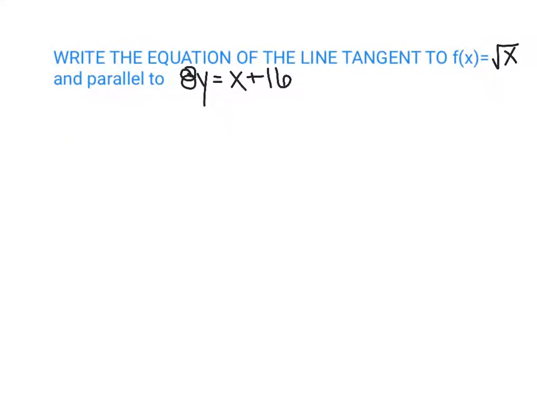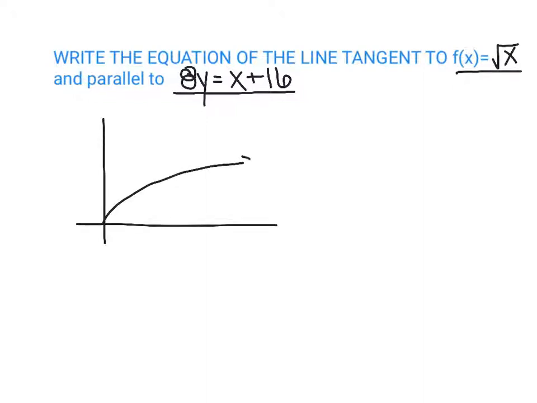Here's a very similar example with just a few extra challenges and twists to it. We're going to write the equation of a line tangent to f of x equals radical x and parallel to 8y equals x plus 16. So let's draw a picture of radical x, and it's going to curl in this way starting at the origin. And before you draw this line right here, we have to solve for y. So if I divide every term by 8, I'll get y equals 1/8 x plus 2, and I'm going to try to graph that.